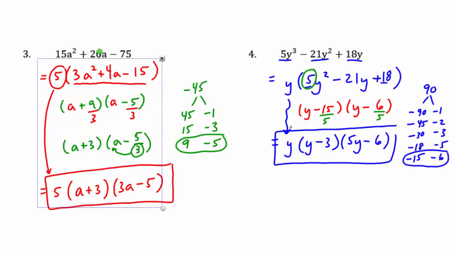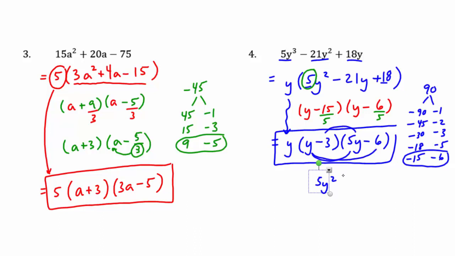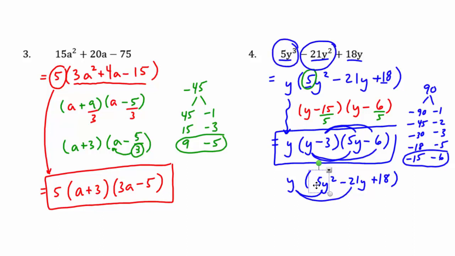We can check our work. Let's see, what's y times 5y? That's 5y squared. y times negative 6 is negative 6y. We have negative 15. Negative 6 plus negative 15 is negative 21. And negative 3 times negative 6 is a positive 18. And of course, if I bring my y across, it'll be 5y cubed. That was our first term up top. Negative 21y squared, that was our second term. And a positive 18y was our third term.